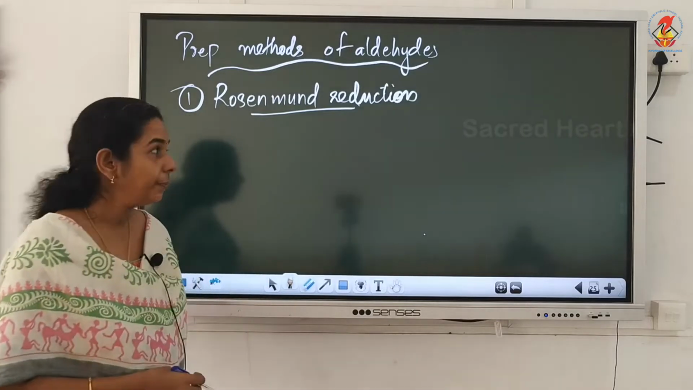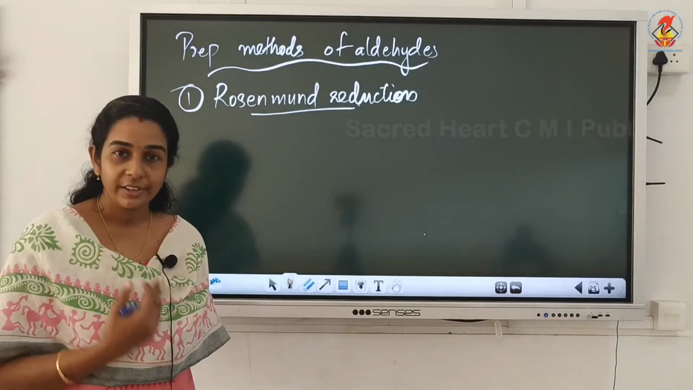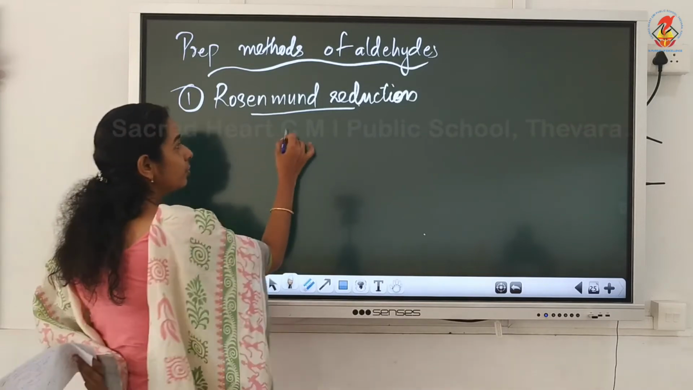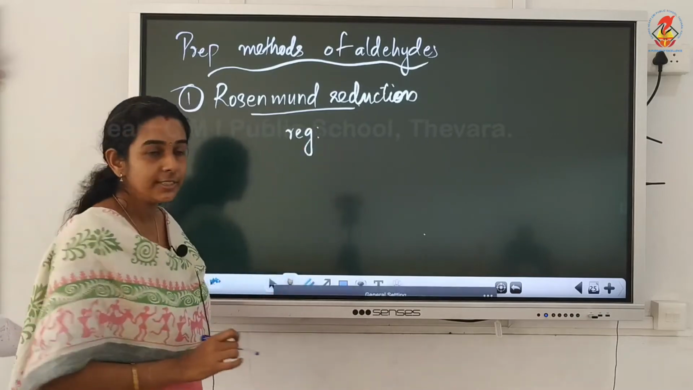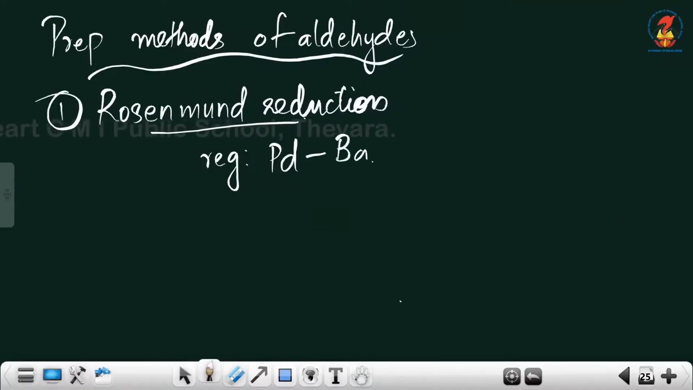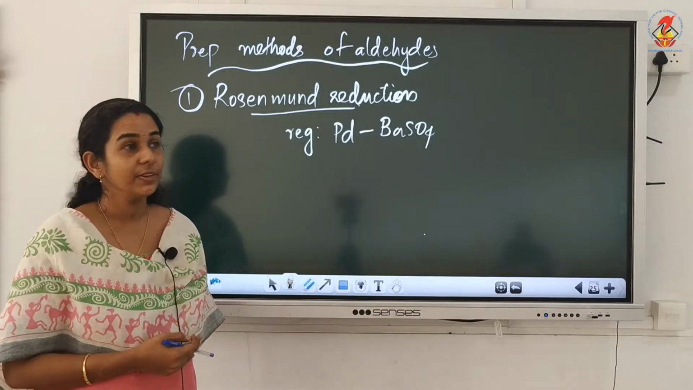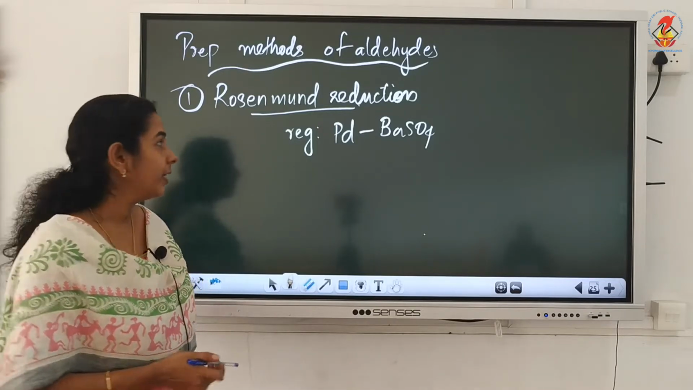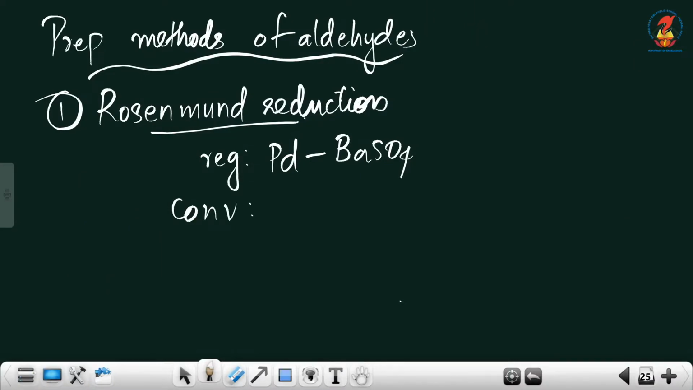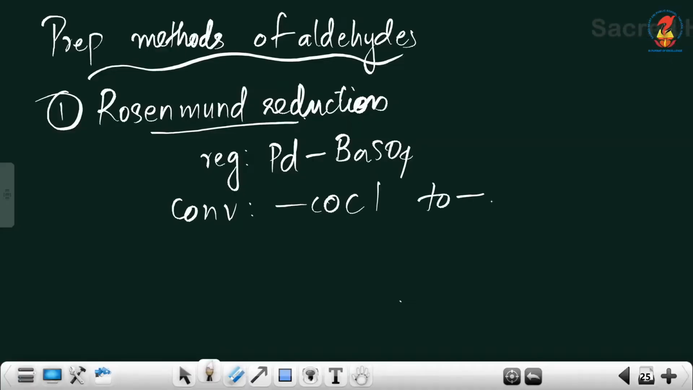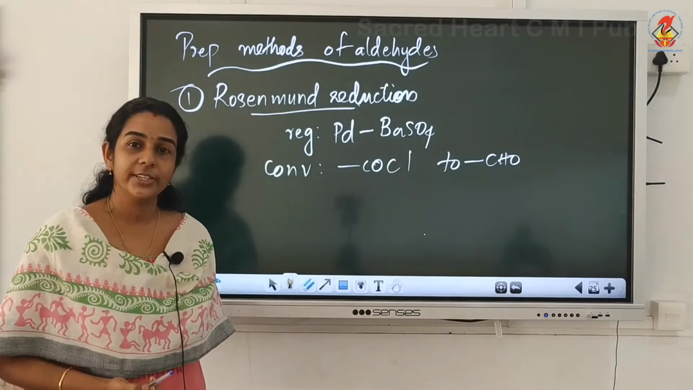As I told you, whenever we study the organic reactions, first we have to study the reagent. So, the reagent that we use for Rosenmund reduction is palladium on barium sulfate. So, when you see palladium on barium sulfate above the arrow, the reaction taking place will be Rosenmund reduction. Now, what is the reaction taking place here? It is the conversion of COCl to CHO.